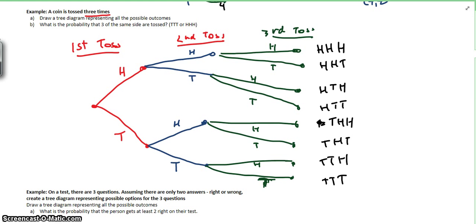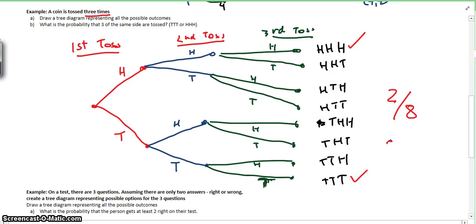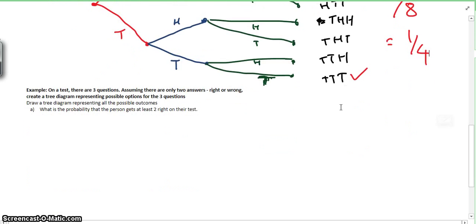So let's answer a couple of these questions now. The question says, what is the probability that 3 of the same sides are tossed? So tails, tails, tails, or heads, heads, heads. Let's have a look at how many observed outcomes there are. We see heads, heads, heads, and we see tails, tails, tails. So we have 2 out of 1, 2, 3, 4, 5, 6, 7, 8, 2 out of 8 times, or we can simplify that down to 1/4. So the probability that you get heads, heads, heads, or tails, tails, tails is 1/4.